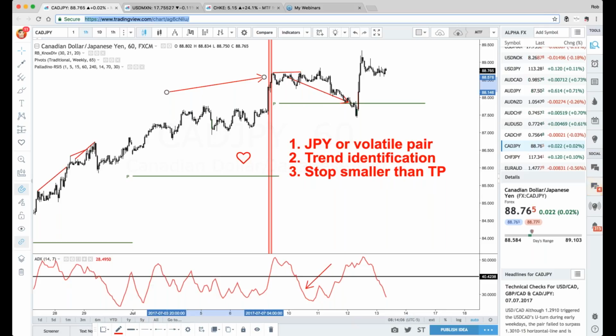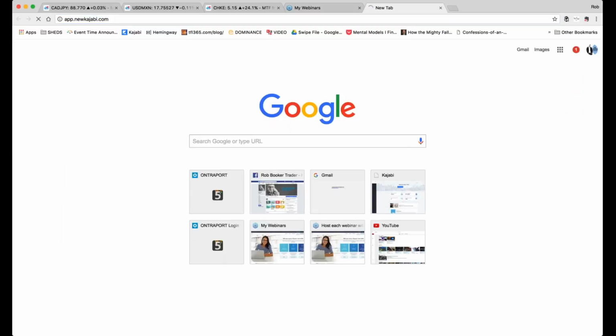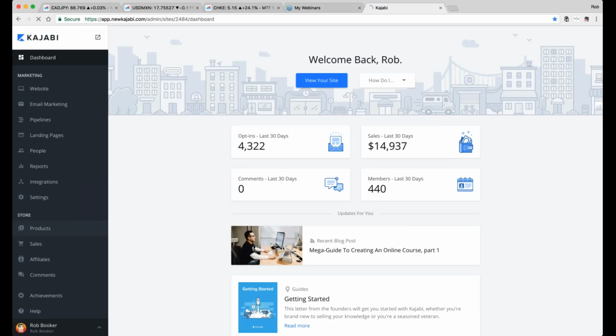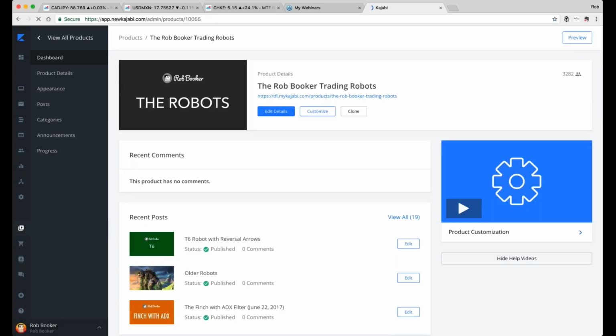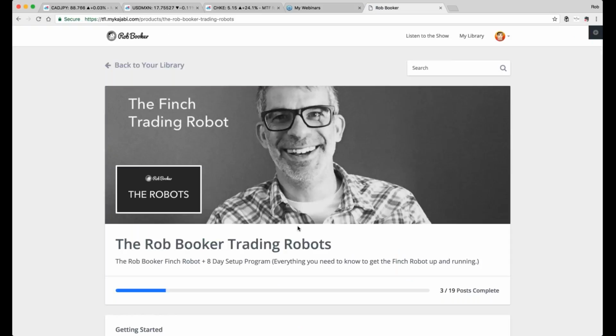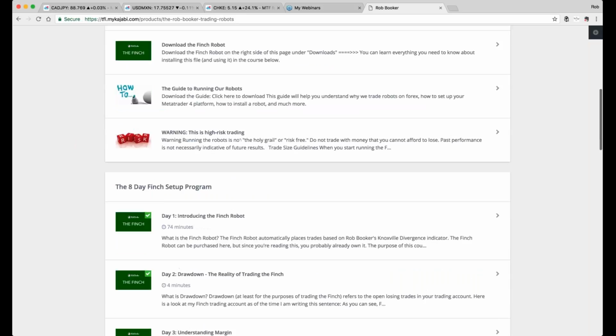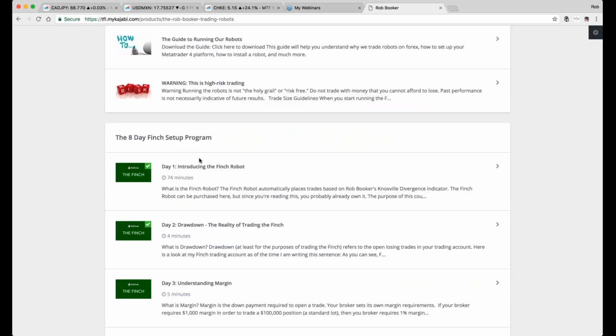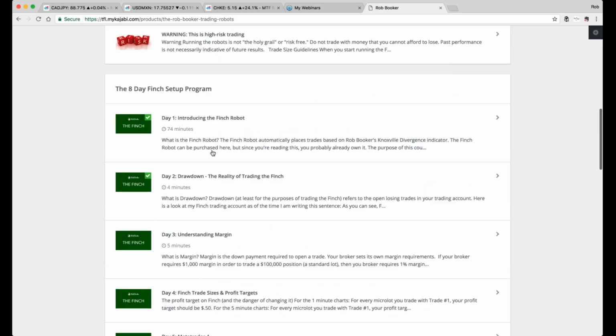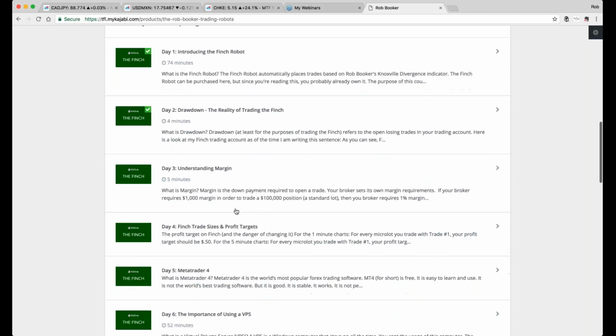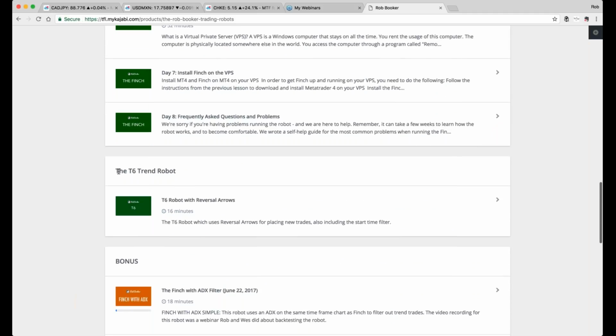Now let's take a look at where this robot exists in your members area. Well, this will be good because I'm not sure where it's at either. All right, so in your Rob Booker Trading Robots course, there's a Getting Started section. There's the Finch robot, which is the primary robot, and everyone should start there because it includes a lot of instructions about drawdown and warnings and settings and all kinds of great stuff. After that section comes a brand new section called the T6 Trend Robot. Makes it really easy to find, and it shows the T6 robot with reversal arrows.